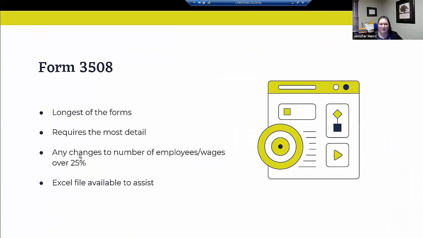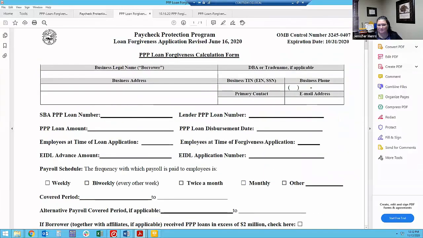Which I'll change the slide. Any reduction to number of employees or wages over 25%. Ryan caught you on that one. Yes, he did. Can you go back to the form? I want to point out something from personal experience.